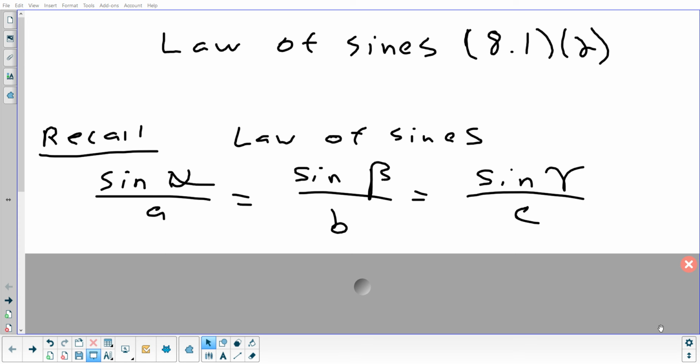All right, so today we're going to look at 8.1 Part 2, which is the second part of the law of sines. So we're going to focus more on that side-side angle case. So remember, there's 3 cases that we can do under law of sines. 2 out of 3 of them are pretty straightforward. They just have one set of solutions.